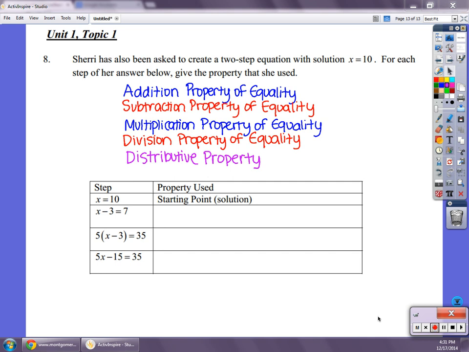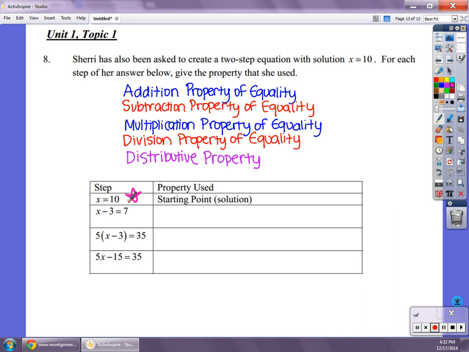We know that we're starting with a solution x equals 10. That's going to be our starting point. Here we go. Let me change colors. All right, there's our starting point, x equals 10. Let's take a look at what happens next.